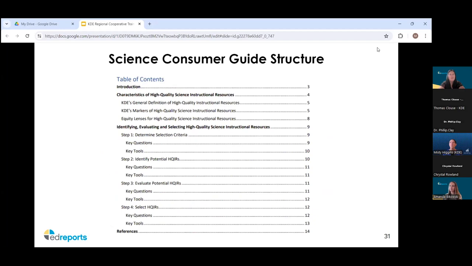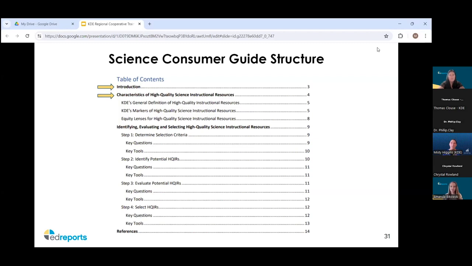Now, this slide shows the layout and the organization of the Science Consumer Guide. And as Stephanie mentioned earlier, it's going to be the same as the reading and writing and math consumer guides because we want to maintain consistency across these documents. So it's going to open with an introduction that provides some background context. It'll connect to the curriculum development process, and it will spotlight a little bit of that rationale around the use of HQIRs.